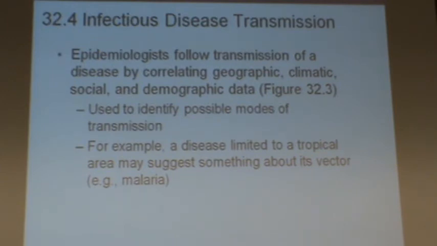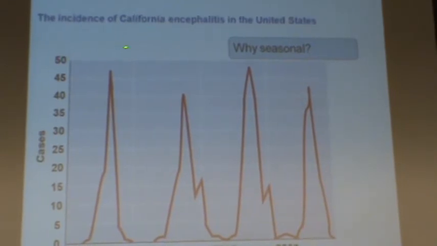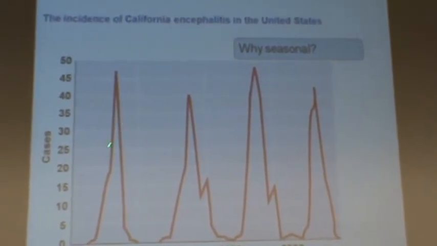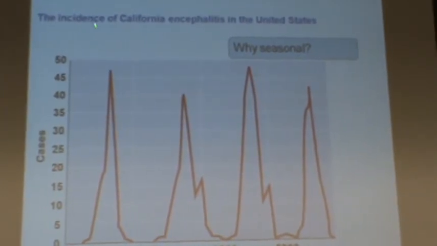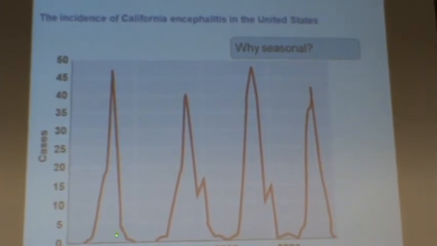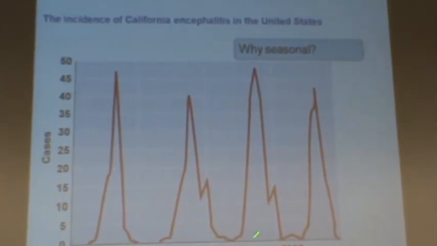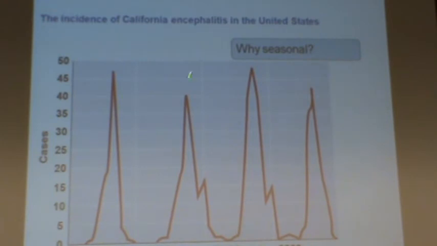For example, this one. This is the incidence of California encephalitis in the US. This is the number of cases, and the peak is in the summertime. So why do you think it's seasonal? You can even Google it.